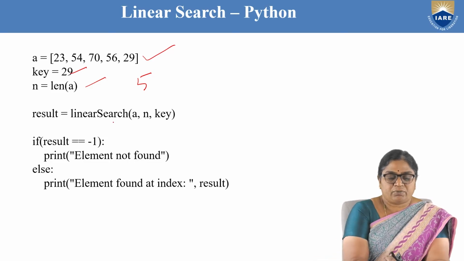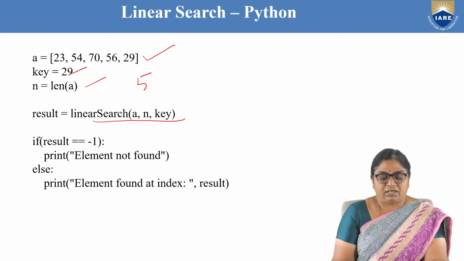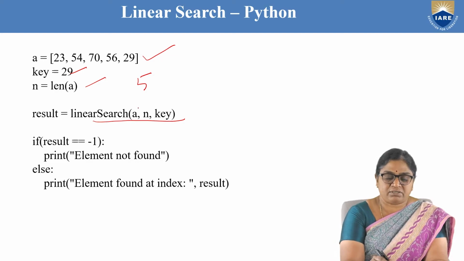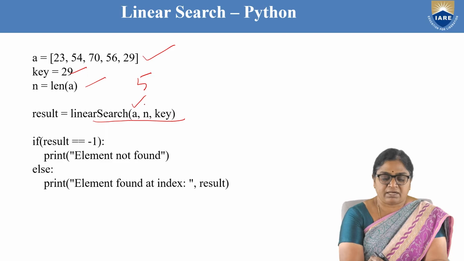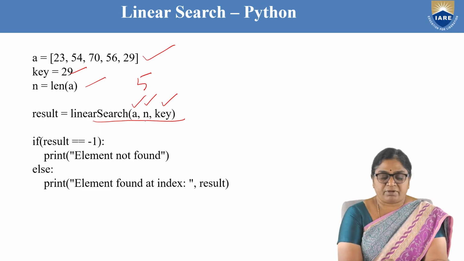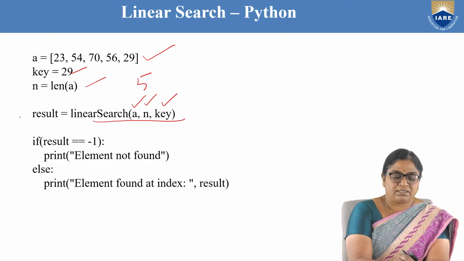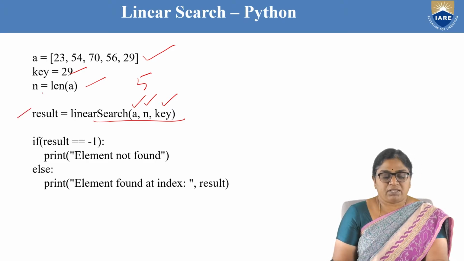Now result is equivalent to linear search. Here we are calling the function linear search by providing the parameters A, the list of elements, n, the size of the list, and key, the element which we want to find. So we are passing these parameters to the function linear search and the return value of this function is assigned to result. So now the result will hold either the position of the key element or else -1.